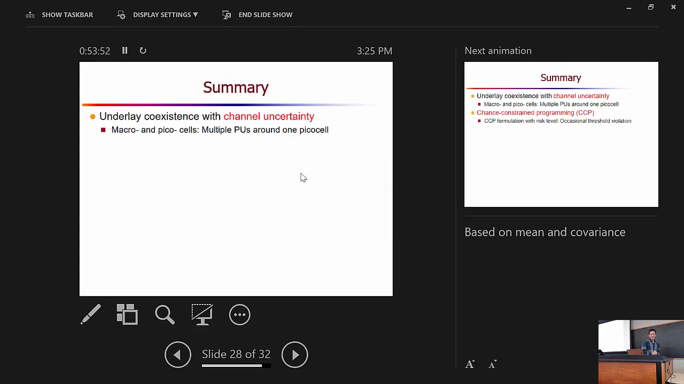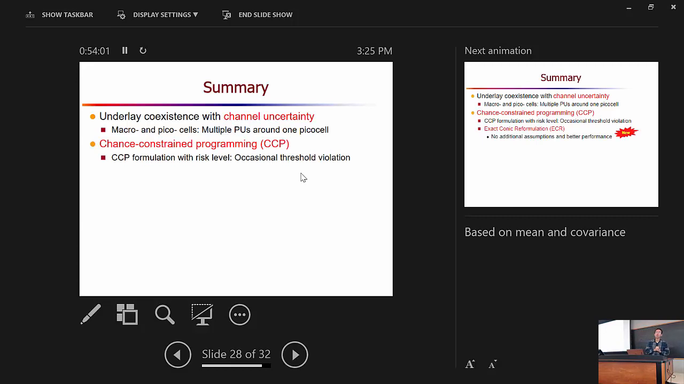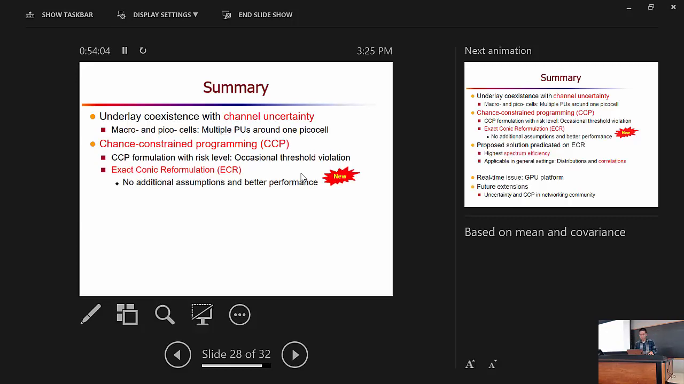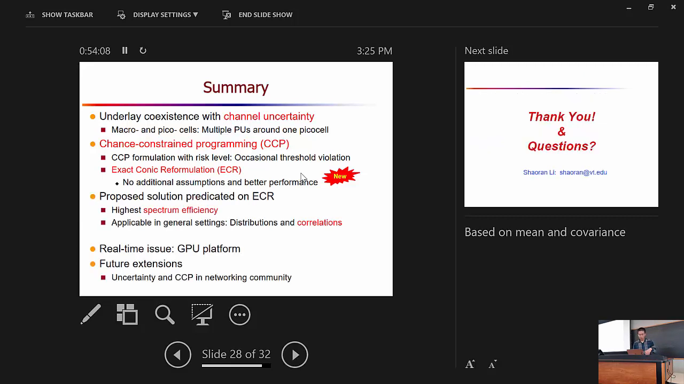Okay, here comes the summary. I have spent a lot of time talking about this work, and I talked about one new tool called chance-constrained programming. I presented a technique to do the formulation called ECR. Our solution based on this gives you high speed, and you can handle more general settings. I also had some slides on the uncertainty issues and some future extensions that you may want to consider for your community research.